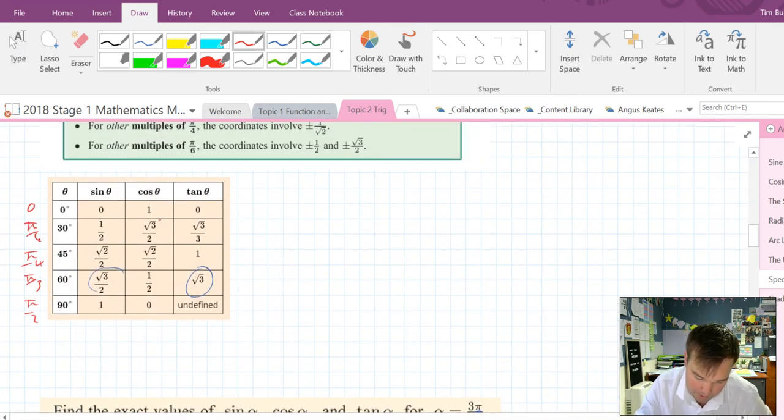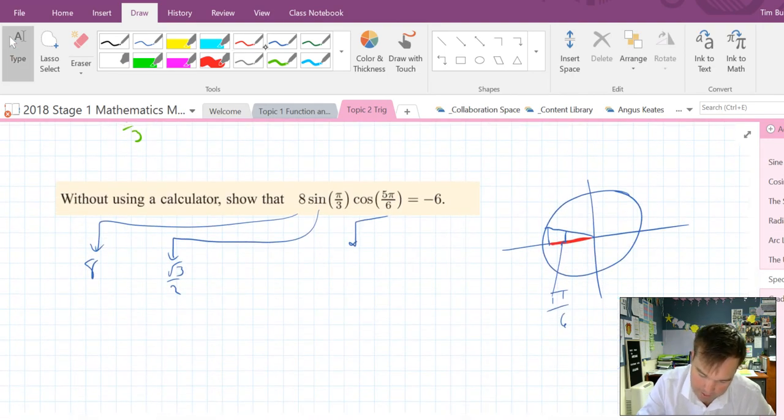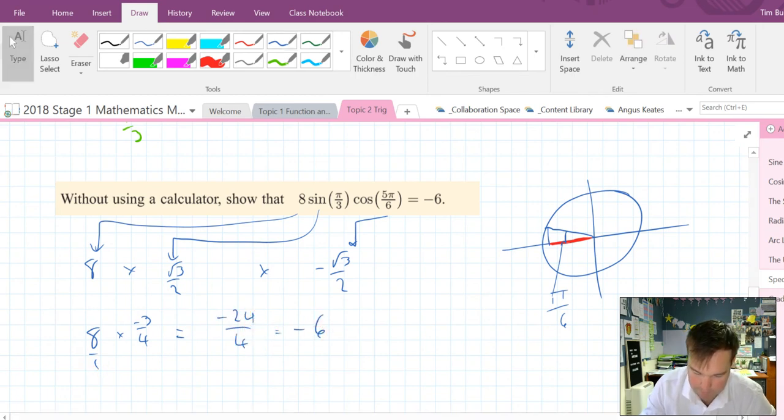Cos of pi on 6 is root 3 on 2. So we head down here, and it's going to be, because it's on this side for cos, negative. So negative root 3 on 2. And all of these are multiplied together. So if we multiply these together, that becomes minus 3 over 4, which when we multiply by the 8 is minus 24 on 4, which is just equal to minus 6.